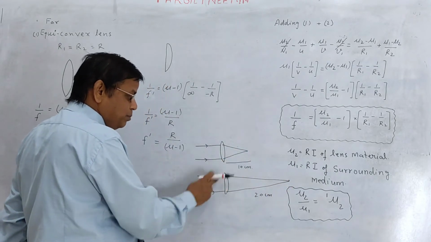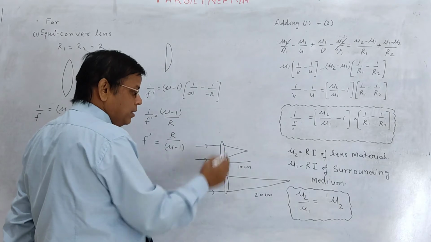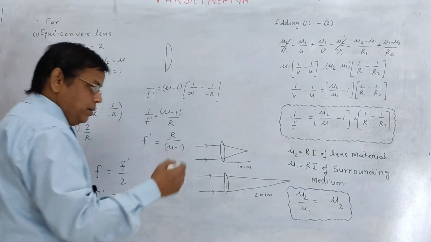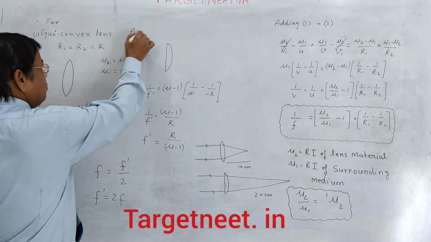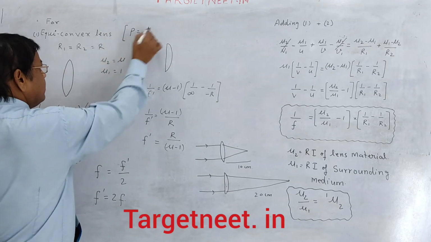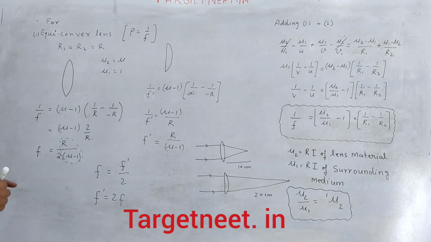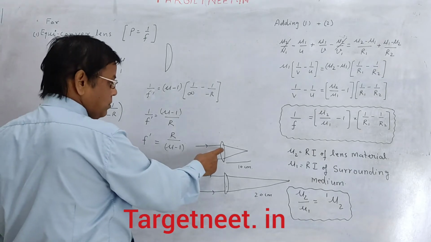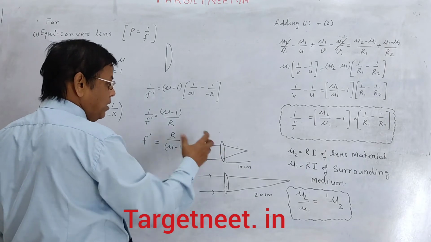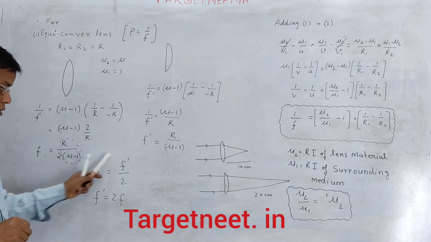So this has less bending power. This has more bending power. So this lens has more power. This lens has less power. If you increase the focal length, power reduces, because you know power is 1 by F. So more power means more bending, less power means less bending. So the plano-convex lens has less power, more focal length, while the equiconvex lens has more power, less focal length, and they are related by this formula, so you should remember this.